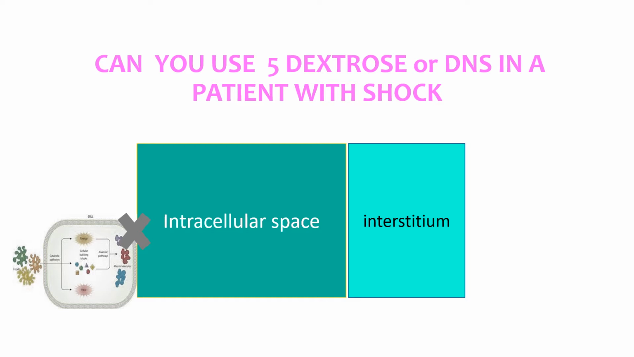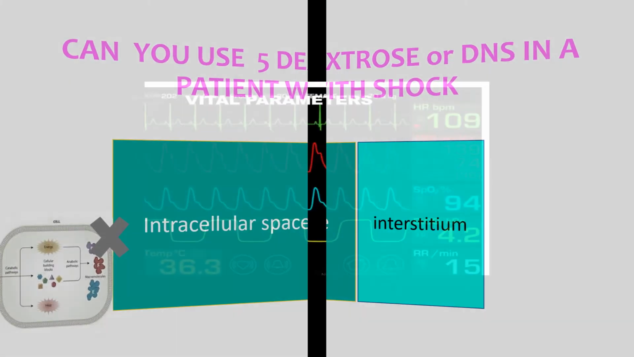And for DNS, the problem is that again you are giving 5% dextrose. In DNS there is glucose, and glucose is not metabolized in these patients of shock because of bioenergetic failure. So you don't want to give DNS also in a patient with shock.